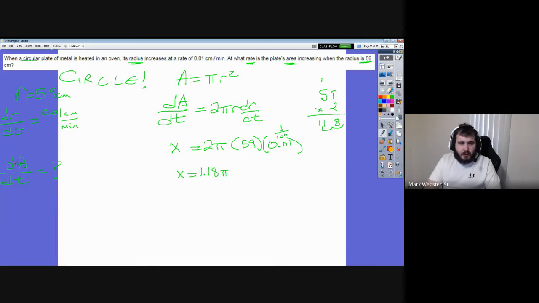And what are our units? dA/dt, the area with respect to time. Well, what's area? Let's look. They tell us centimeters. So area is cubed, right? No, area is squared. I'm sorry. Don't mind me. I'll see myself out. Area is squared, right? Centimeters squared per, what's our time unit? Minute.